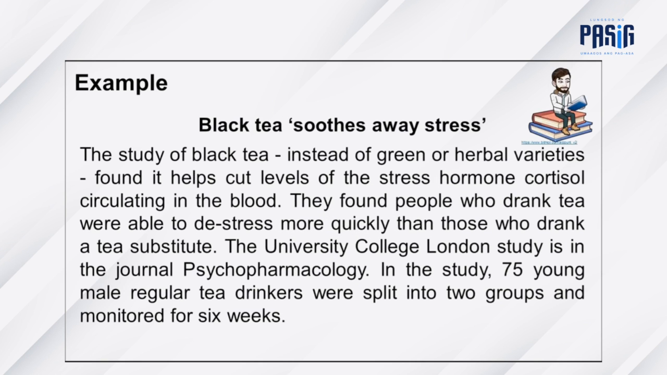Example: Black tea soothes away stress. The study of black tea, instead of green or herbal varieties, found it helps cut levels of the stress hormone cortisol circulating in the blood. They found people who drank tea were able to de-stress more quickly than those who drank a tea substitute. The University College London study is in the journal Psychopharmacology.